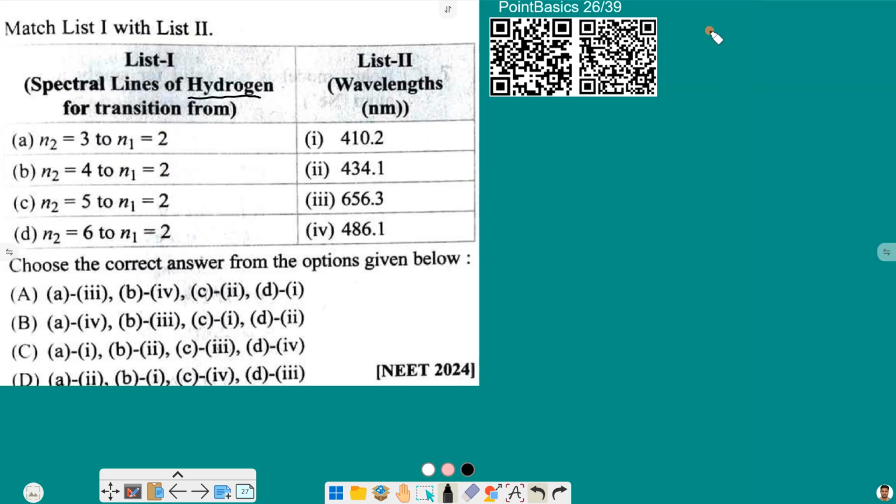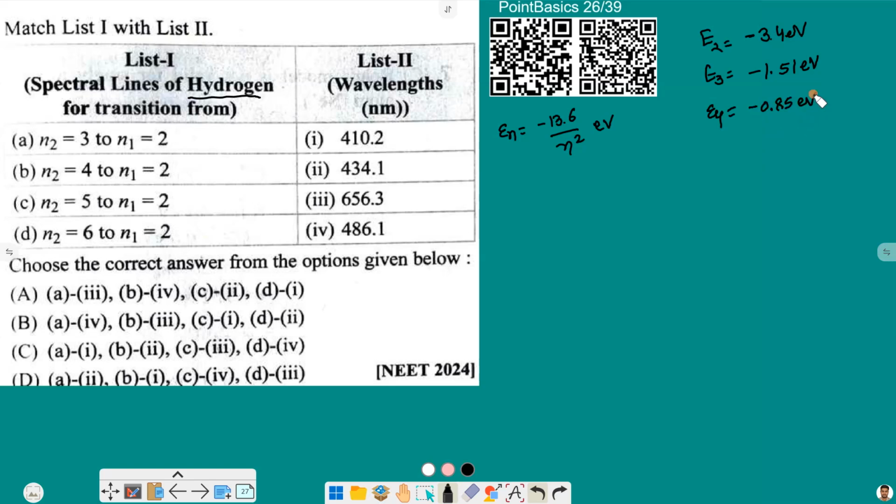So for the second level, the energy is minus 3.4 electron volt. For the third level, how can we calculate this? We can use the formula minus 13.6 by n square electron volt. So for the third level, the energy is minus 1.51 electron volt. For the fourth level, I think that will be minus 0.85 electron volt.